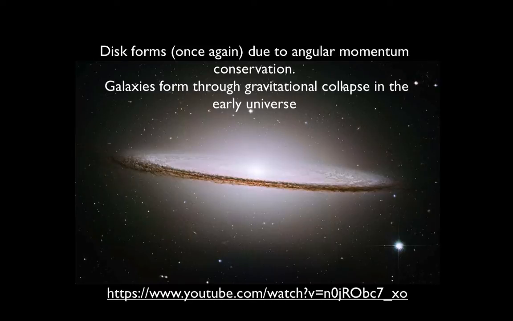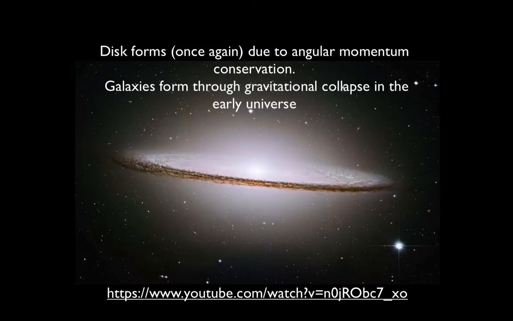So why are galaxies, or at least galaxies like our Milky Way and the Sombrero Galaxy, why do they have these thin disks in them? The disks of galaxies form, once again, as we've seen in other parts of this course, due to angular momentum conservation. So galaxies were not always there. They're not eternal objects. They too were formed at some point. And galaxies generally form through gravitational collapse in the very early universe.